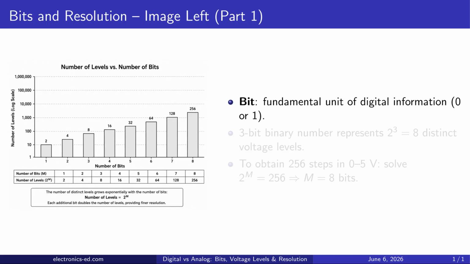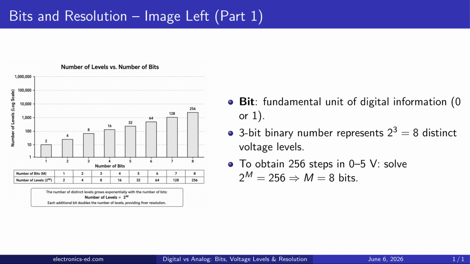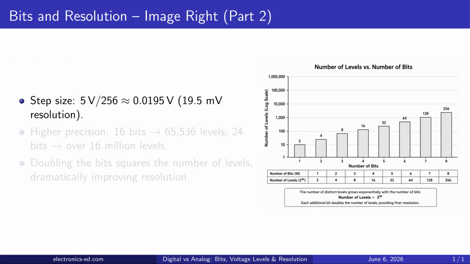A bit is the fundamental unit of digital information, representing either a 0 or a 1. A 3-bit binary number can represent 8 distinct voltage levels. To get 256 steps between 0 and 5 volts, we solve 2 to the m equals 256, which gives m equals 8 bits. The step size is 5 volts divided by 256, which is approximately 0.0195 volts, or 19.5 millivolts of resolution.